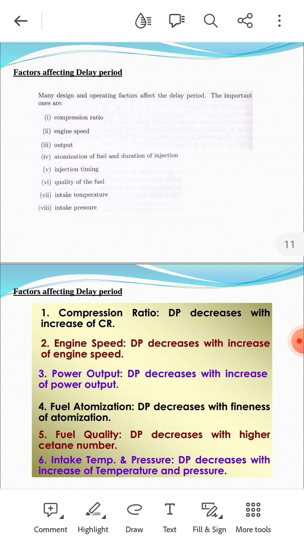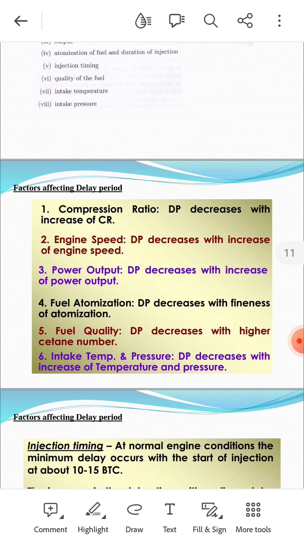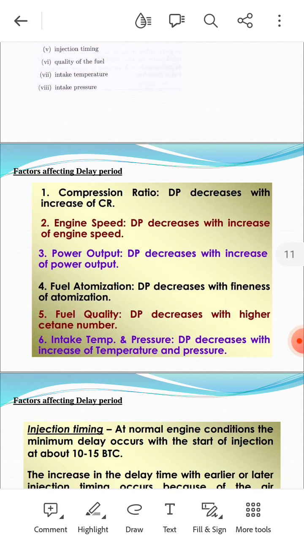The factors affecting delay period. Compression ratio, first one: the DP decreases with increase in the CR. The engine speed: the DP decreases with increase in the engine speed. The power output: the DP decreases with increase in the power output. Fuel atomization: DP increases with fineness of the atomization. Fuel quality: the DP decreases with higher cetane number. Intake temperature and pressure: DP decreases with increase in the temperature and pressure. DP means delay period.